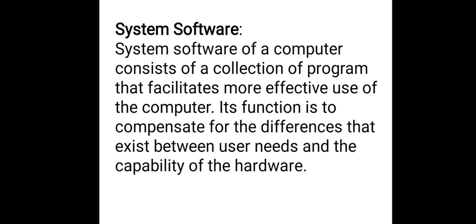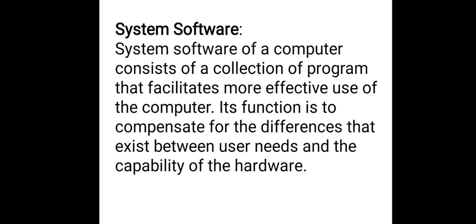There are two types of software. One is the system software and second one is the application software. What is a system software? System software of a computer consists of a collection of programs that facilitates more effective use of the computer. System software is not directly used by the user.